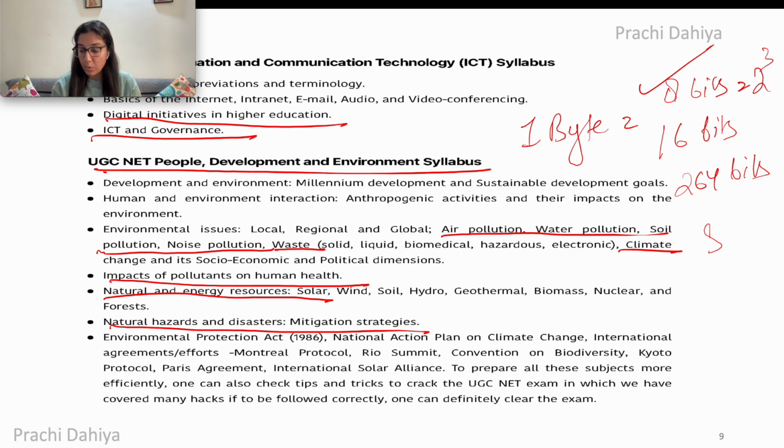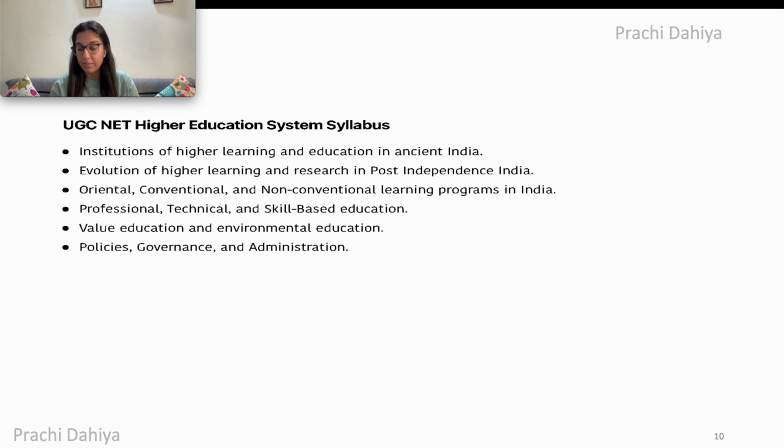Then going to the next one, which is the higher education system. This is the last unit, so many questions related to this will also come. They can ask you about institutions of higher learning and education in ancient India, like Takshila University and Nalanda University. Then how the evolution of higher learning was done post independence. What are oriental, conventional and non-conventional learning programs, value education, environmental education, all that they will ask you.